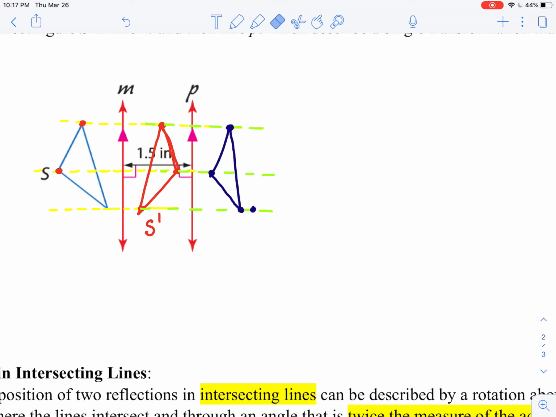As you can see, my picture is definitely not perfect. Let me see if I can adjust that a little bit. Okay, that looks a little better. So here's triangle S double prime. Imagine if you could have taken triangle S and just slid it over, skipping all of these reflections, and just slide it over to get triangle S double prime.